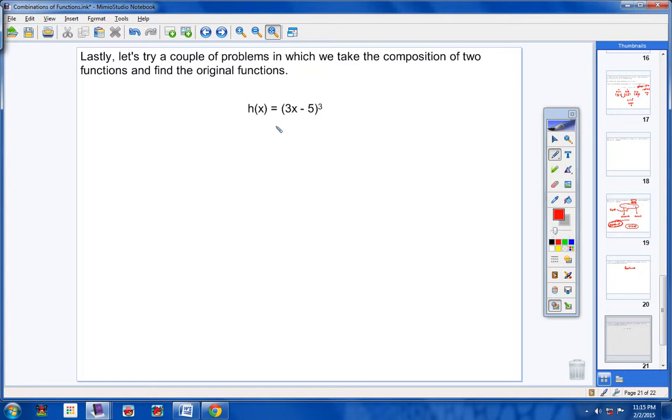I'm telling you, actually, I don't really like how they wrote this. They put h of x, and to be honest with you, I'm going to change that right now. I'm going to change to something like, well, I'm trying to think.